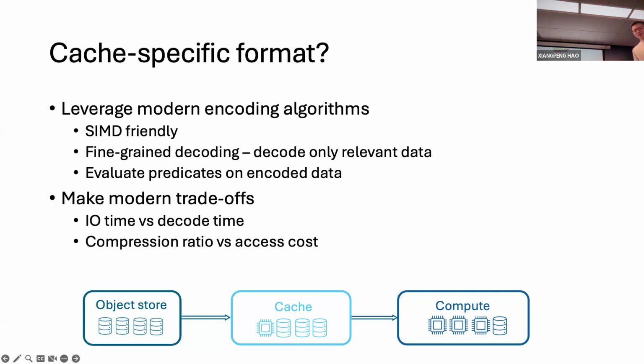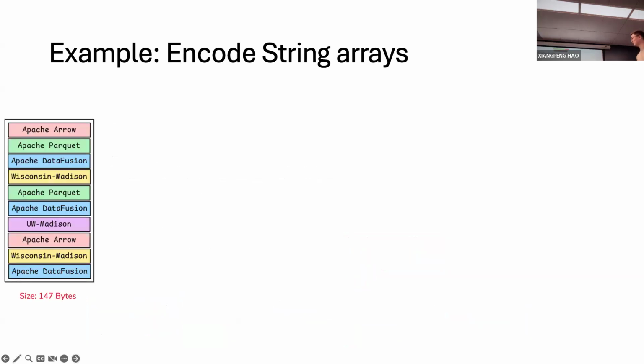And yeah, we are going to design our cache-specific format just for the caching node, but also because having a new file format is really challenging, we're not going to cover every data type here. What I'm going to show is how we encode strings, and other data types are in principle similar. So here's the challenge.